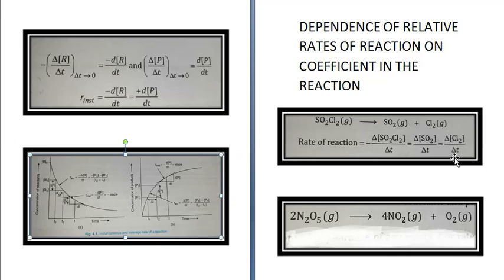But in certain chemical reactions, the stoichiometric coefficients of reactants and products are not the same. For example, if you take this reaction, 2N2O5 is giving you 4NO2 plus O2. Here it is 2, this is 4 and this is 1. So for expressing such reactions, rate of disappearance of any reactant or rate of formation of any product is divided by their stoichiometric coefficient. See here.